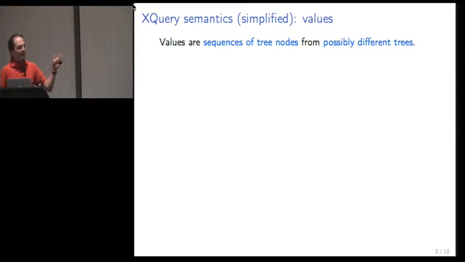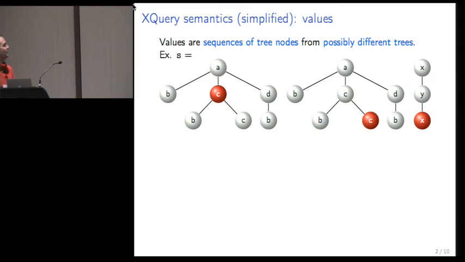So in a simplified version of XQuery, values are sequences of tree nodes which can come from different trees or the same tree, possibly. So here S is an example of an XQuery value. We have two C nodes which actually come from the same tree, and then an X node from another tree. So that's an XQuery value.